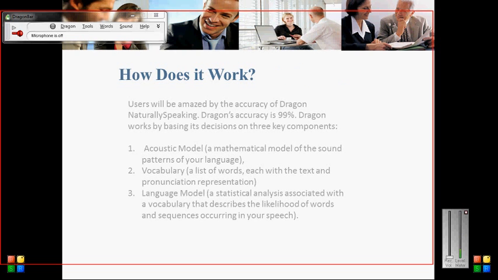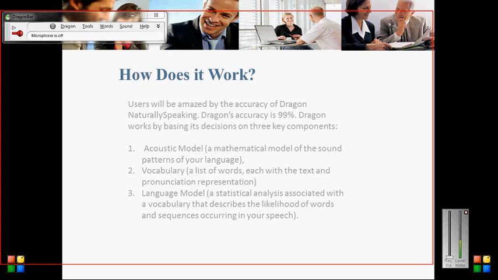And the next thing that we're going to discuss is how Dragon works. A lot of users, like I said, are surprised and amazed by the accuracy of Dragon, but of course you have to spend time. The initial setup can take about 20 minutes, which is what I usually tell most providers. They have to block off at least 20 to 30 minutes of their time and do the initial training or setup to make sure that Dragon captures their voice accurately.